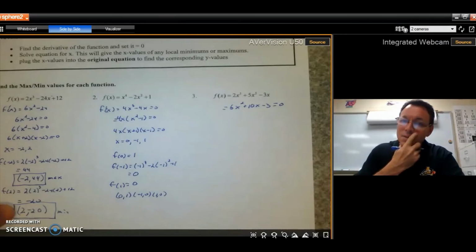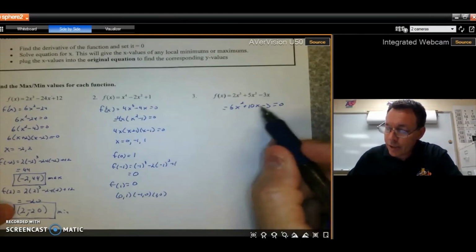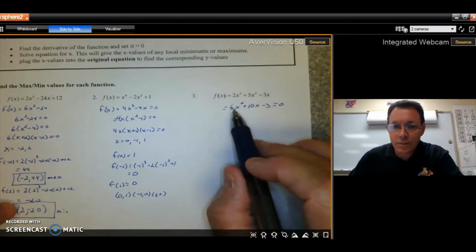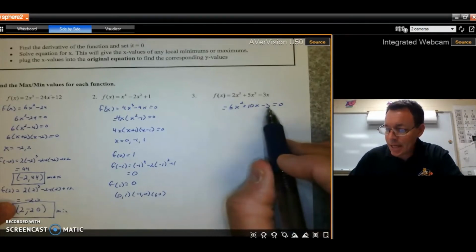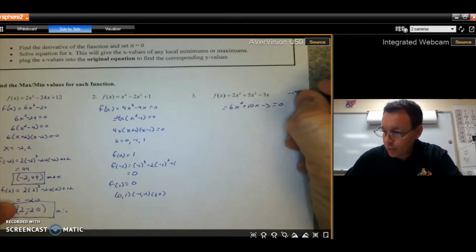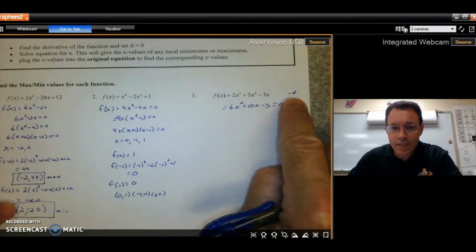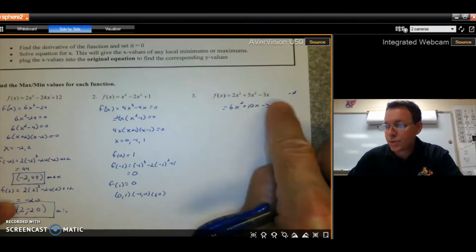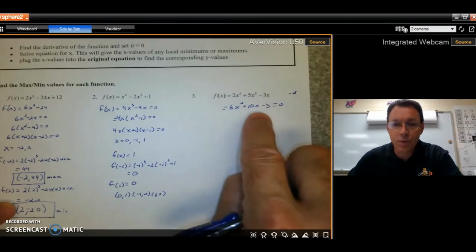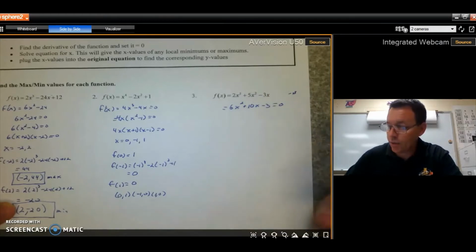But this doesn't factor. If you try factor by grouping, or guess and check, so think factor by grouping: if you take 6 times negative 3, you'll get negative 18. And there are no factors of negative 18 that add up to 10. Since that doesn't work, that tells you that this doesn't factor. So the only way to solve this is by using the quadratic formula.